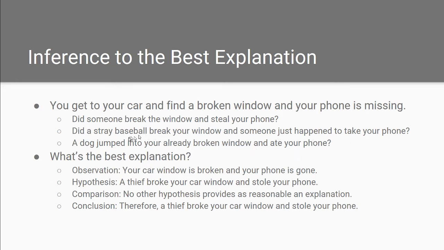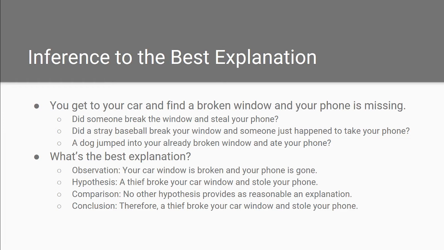And I have a couple of them here. Did a stray baseball break your window and someone just happened to take your phone? Well, what if you weren't parked next to a baseball diamond or a field? What if a dog just happened to jump into your already broken window and ate your phone? Well, that means someone would have had to have broken the window, but who breaks a window and doesn't take the phone, right? It doesn't seem like it's the best explanation. So what's the best explanation?